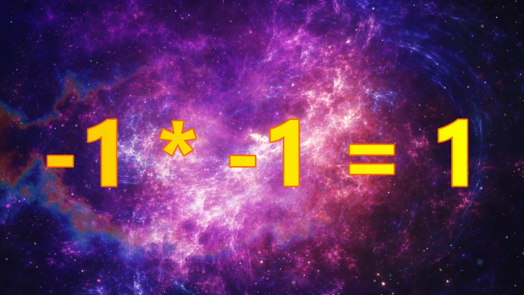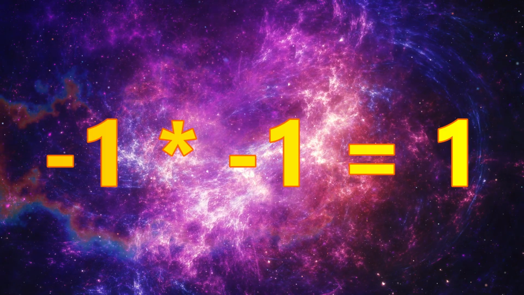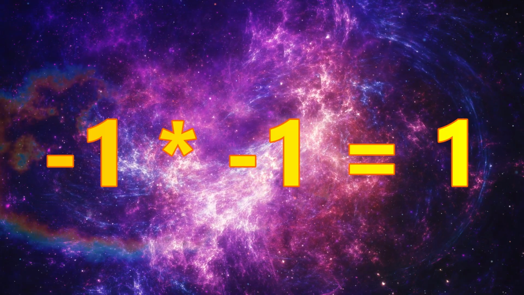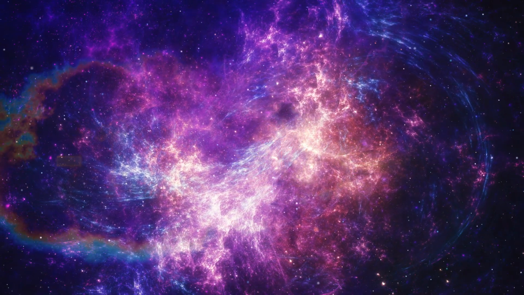If we take -1, then -1 times -1 is still a positive 1. So that doesn't work either. And this is where we seem to have hit a wall. No matter what real number we try, positive or negative, when we multiply it by itself, it always becomes positive. Always.